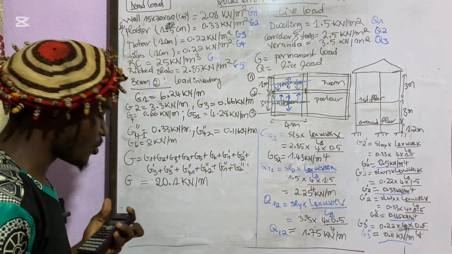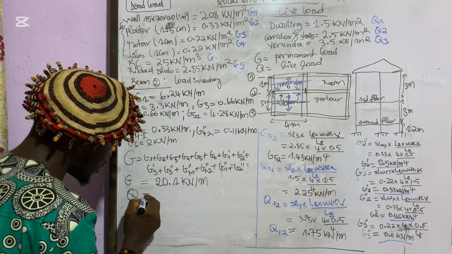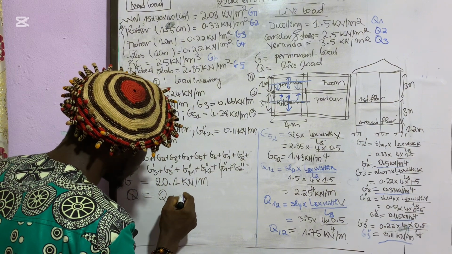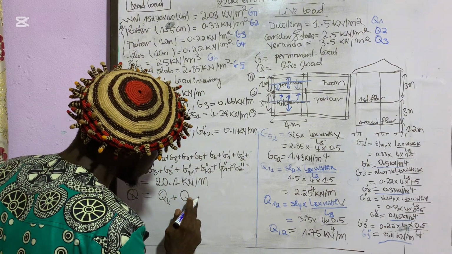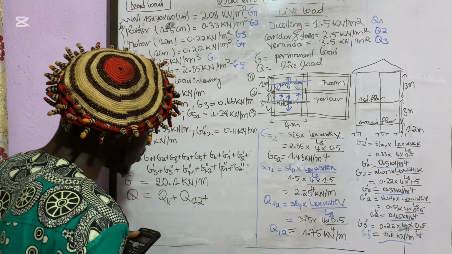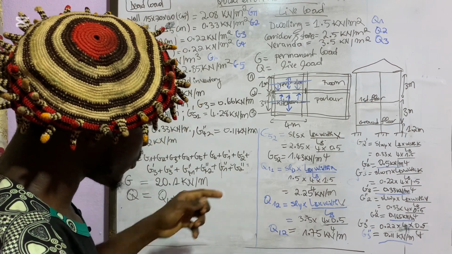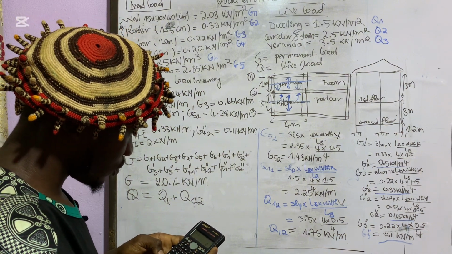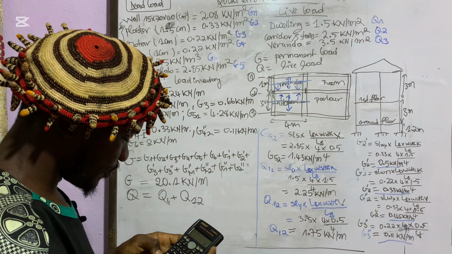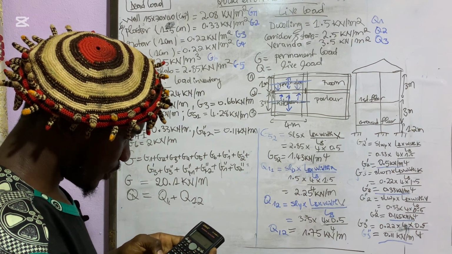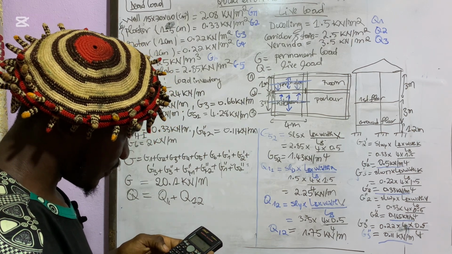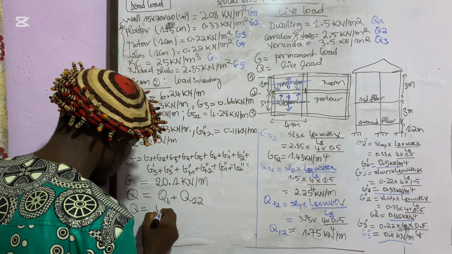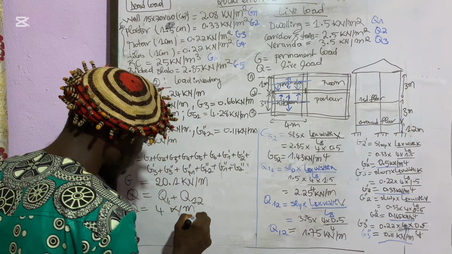So now to have the Q, Q is equal to Q11 plus Q12. So this is how we'll get our Q11 plus Q12. So we'll be having 2.25 plus 1.75. So it's going to give 4 kilonewton per meter.